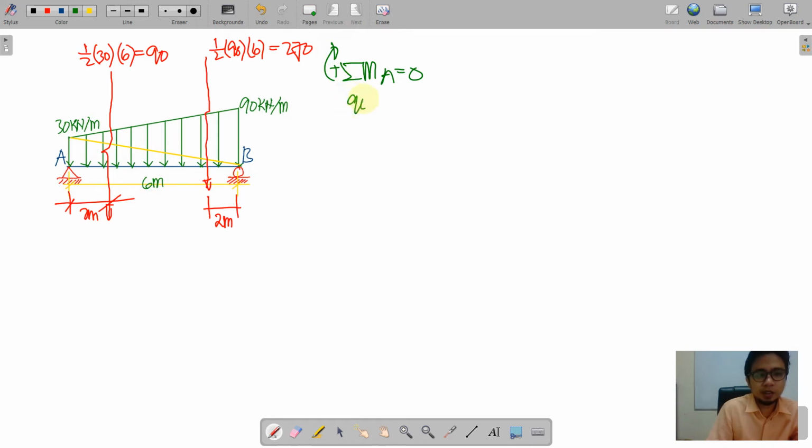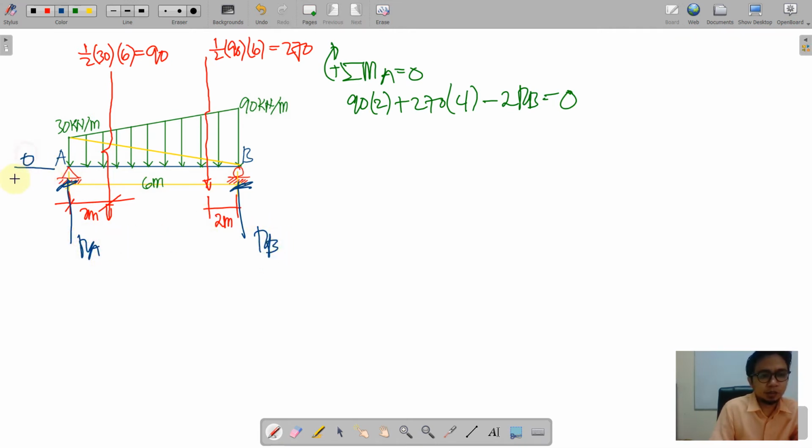We have 90 times 2 plus 270 times 4 minus RB times 2. So by the way, we just forgot to place here the reaction. This is RA and RB. So horizontal force here is 0.